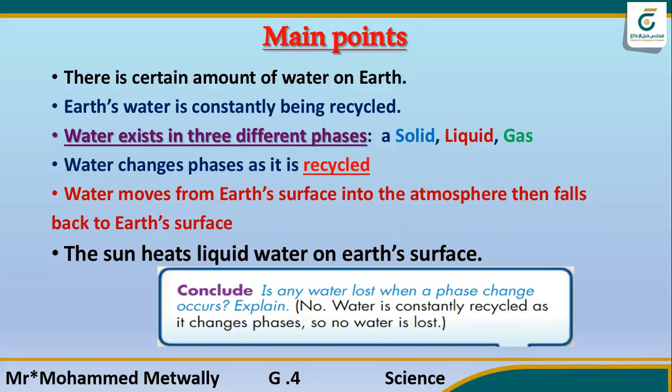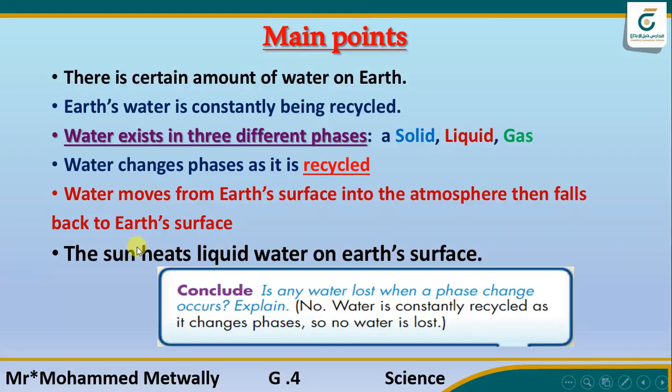Water exists, as you know, in three different phases: solid, liquid and gas, which can change from one form to another. That's why water is constantly being recycled from the solid state to liquid to gas and vice versa. Water changes phases as it is recycled. Water also moves from Earth's surface into the atmosphere, then falls back to Earth's surface again.